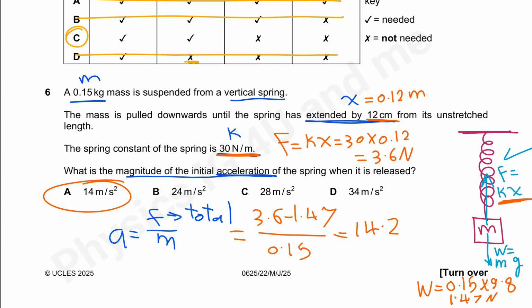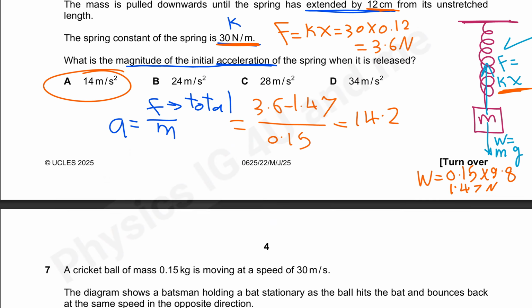The answer is A. I hope it's clear. Feel free to watch it again. If you have any question, ask me in the comments.